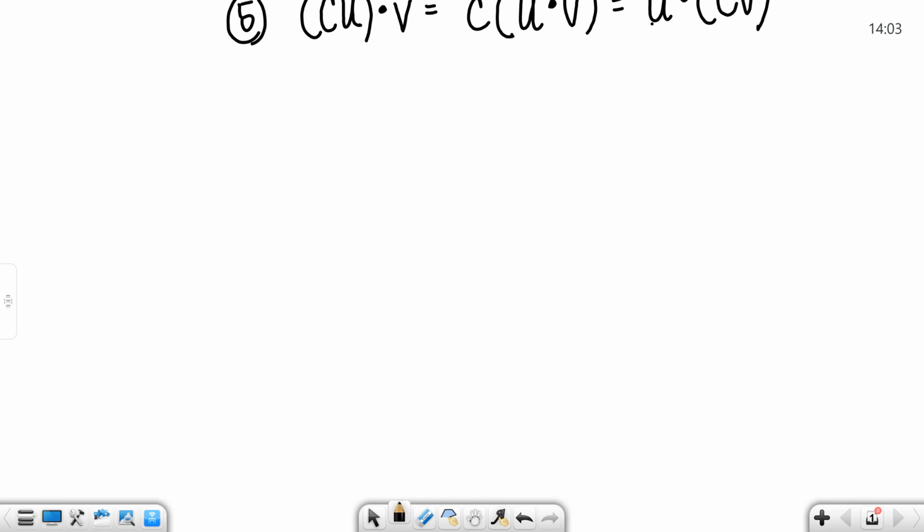All right, we will often be asked to find an angle between two vectors.